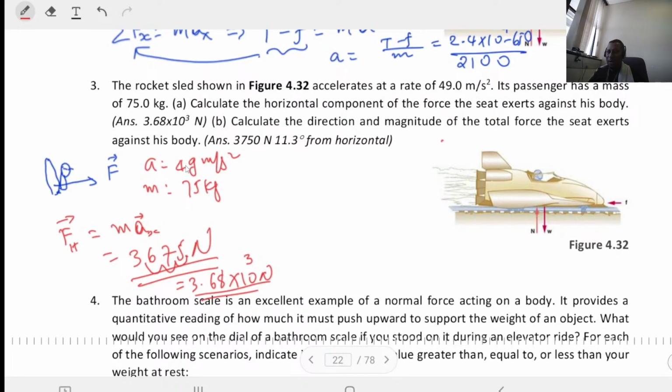Then, something comes in. Calculate the direction and the magnitude of the force that the seat exerts against the body. Now it's a bit more complicated. This is the horizontal force. I'm not supposed to remove it. Remember, there is a mass times gravity also down. We need mg.